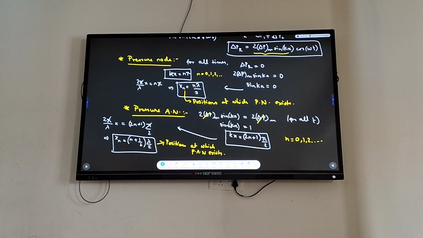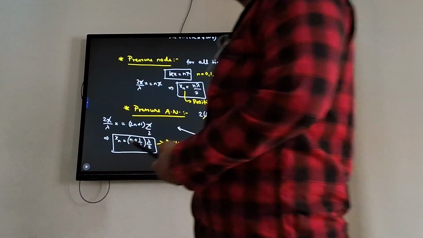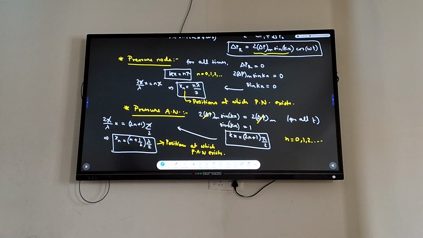Just for fun, can somebody tell me what is the distance between two pressure nodes? The distance between two pressure nodes, what will it be? Lambda by 2 is correct.